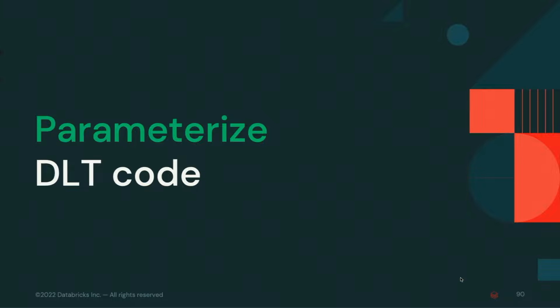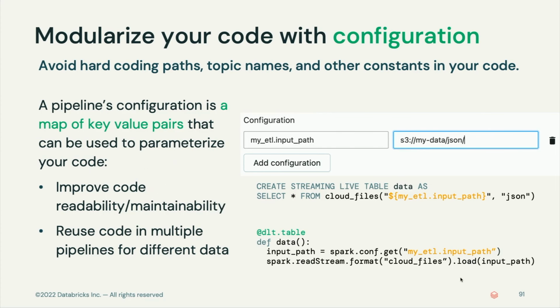Another trick here is parameterizing DLT code. Metaprogramming isn't only for Python users. SQL users can do it too. And all you have to do is use this $ notation, and you can substitute different things into your SQL code or into your Python code. And you can do this for a variety of reasons: to improve code readability or maintainability, or to reuse the same notebook in multiple different pipelines, but with different input parameters.